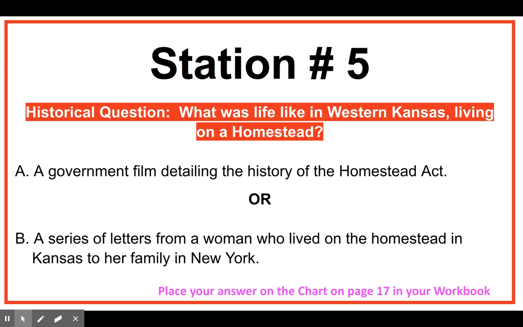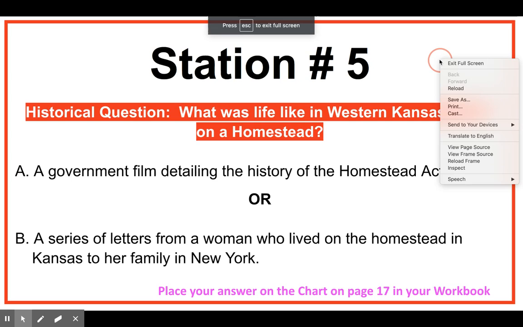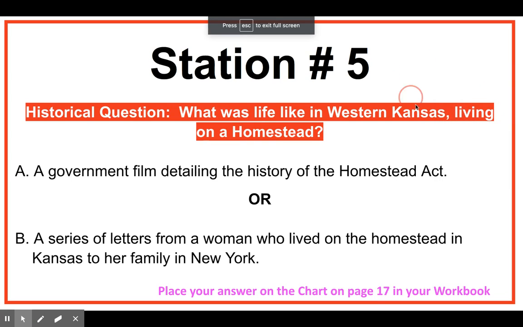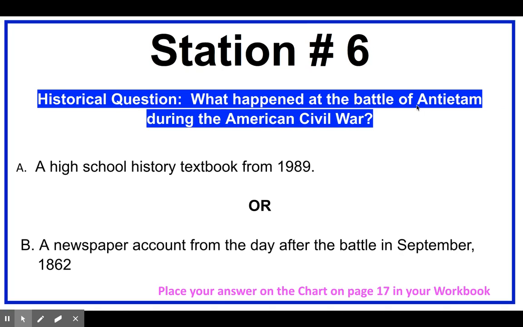So are those letters primary sources or secondary sources? You're right. They are primary sources. They were written at the time by someone living through that experience. Awesome job. All right. Our last example, station 6. This is our last one.